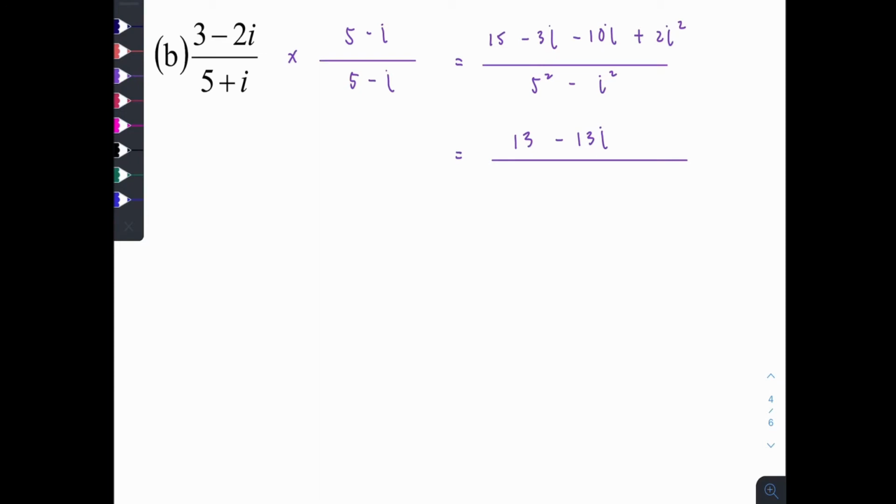As for the bottom part, notice that the i squared is negative 1. Therefore, 5 squared, which is 25, plus 1, we should get 26. Now we can split it into a plus bi form, which is 13 over 26 minus 13 over 26i. So you can further simplify it into half minus half i. That's how we solve for the division of a complex number.